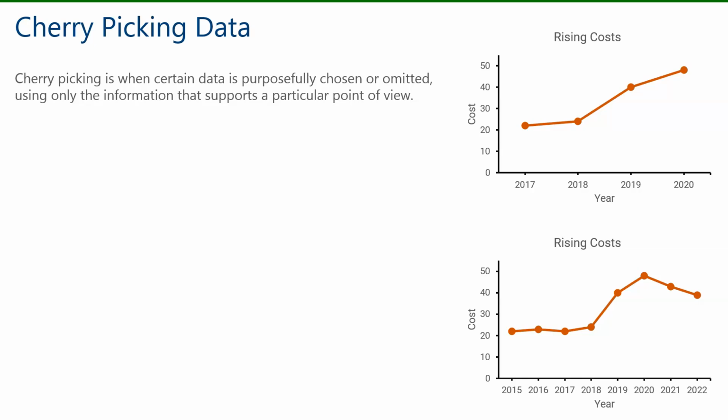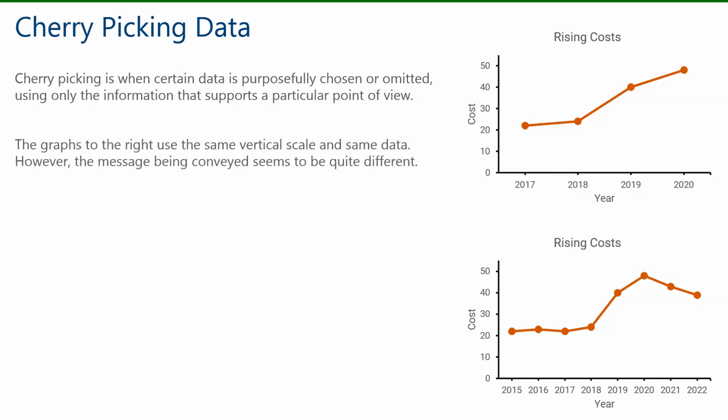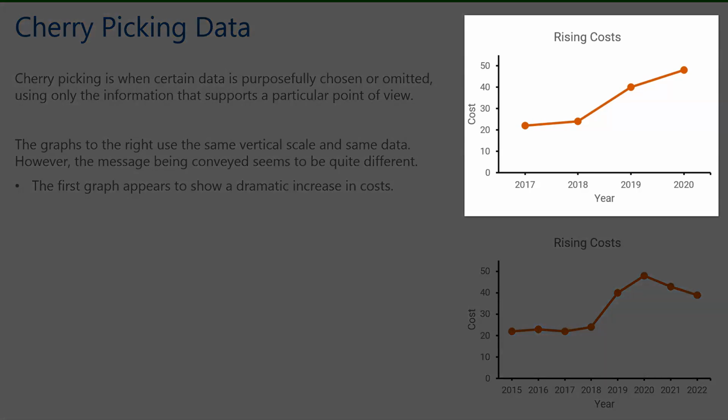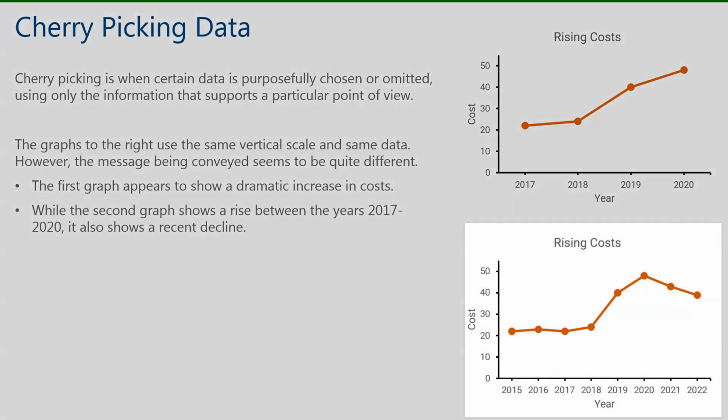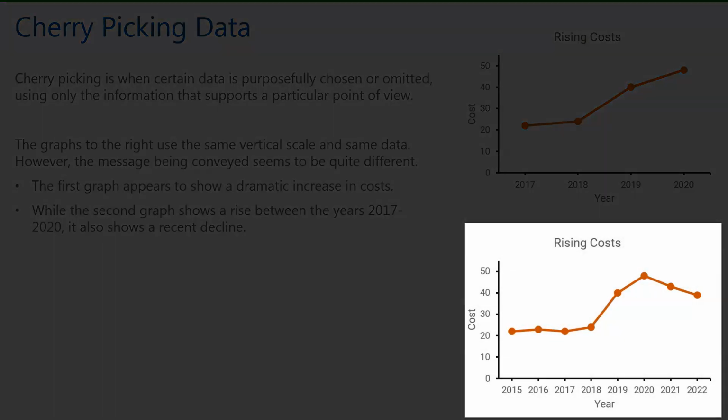Cherry picking is when certain data is purposefully chosen or omitted, using only the information that supports a particular point of view. The graphs to the right use the same vertical scale and same data. However, the message being conveyed seems to be quite different. The first graph appears to show a dramatic increase in costs. When we look closely at the graph, we can see that the graph displays data for the years 2017 to 2020. The second graph shows a recent decrease in costs.